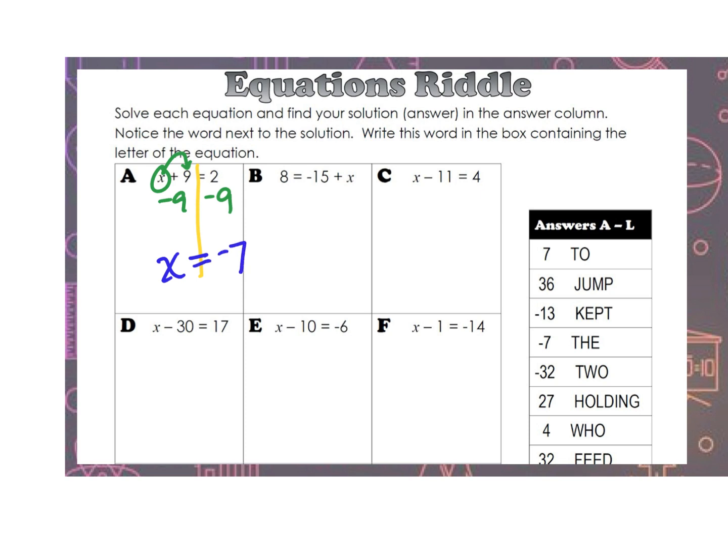You'll see an answer key or answer bank here on the side, and it says "the." So that means on the back in letter A, you're going to write the word "the." And it should give a little riddle when you're done.